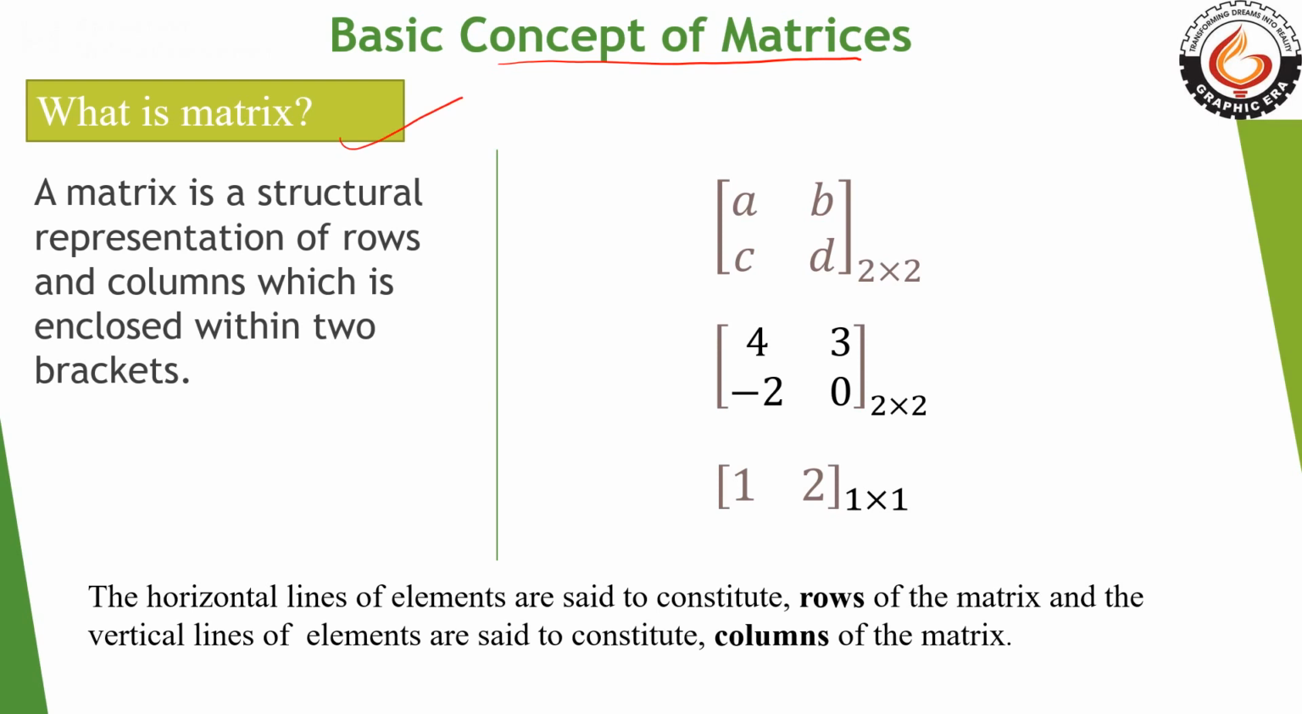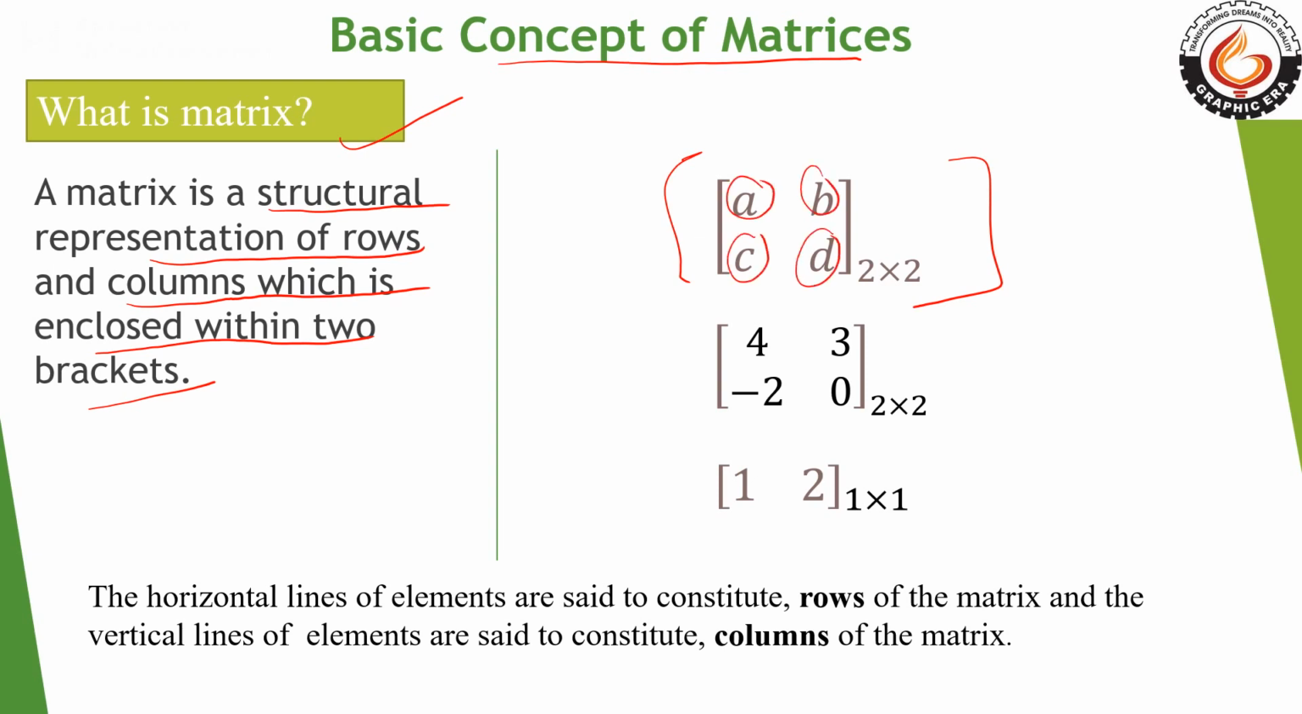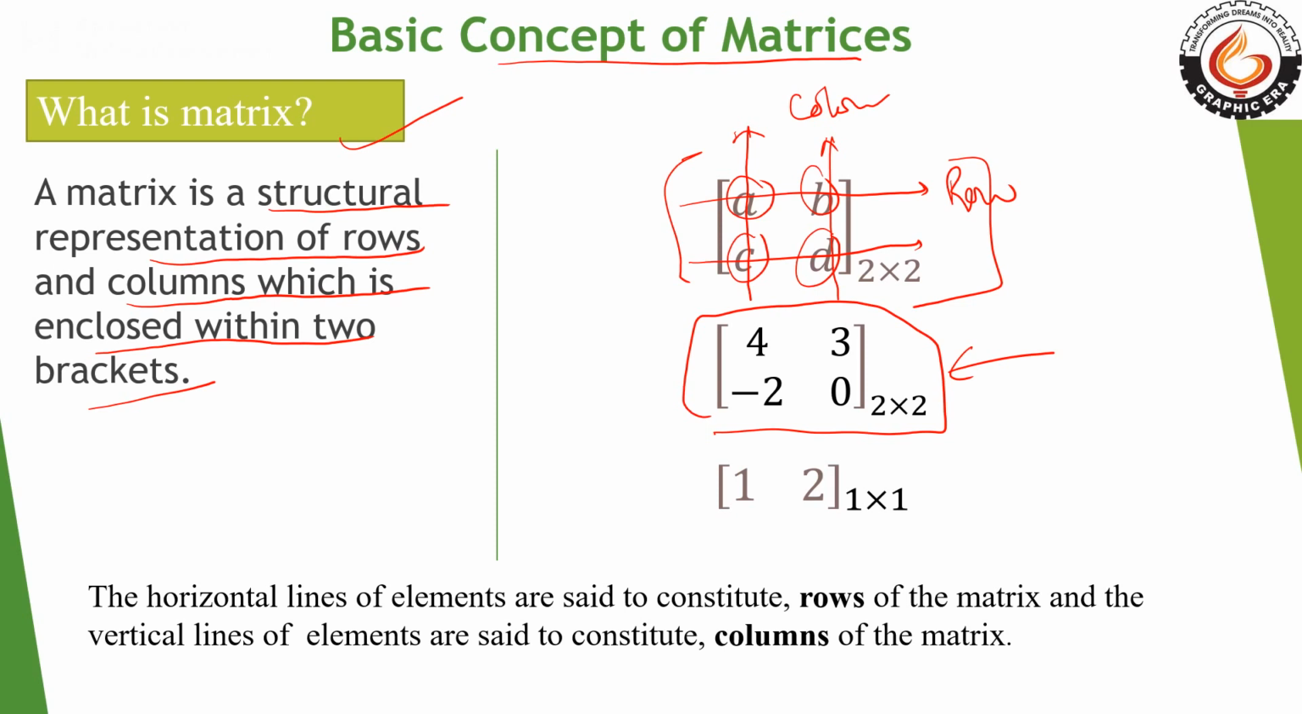So what is a matrix? A matrix is a structural representation of rows and columns which is enclosed within two brackets. This is a matrix having the four elements A, B, C, D, structured as A, B in a horizontal line, C, D, and AC and BD are the vertical lines. These horizontal lines are called rows, and these vertical lines are called columns. Similarly, the next one is again a 2 by 2 matrix having four elements, and this is a matrix having two elements.